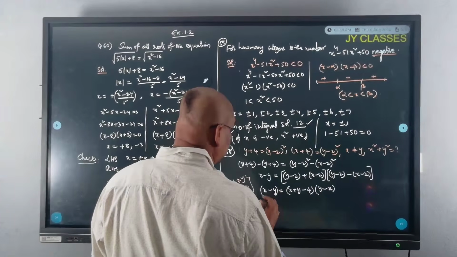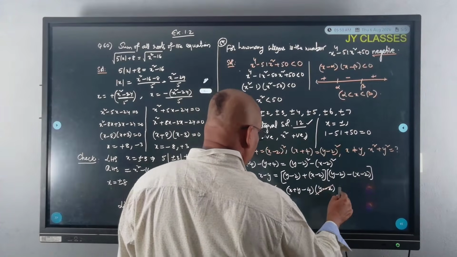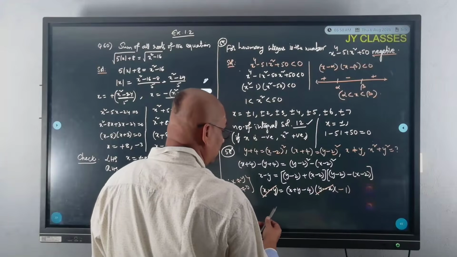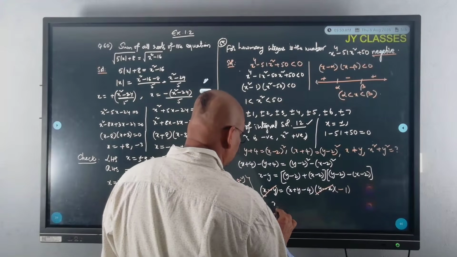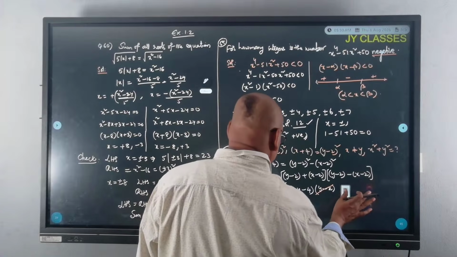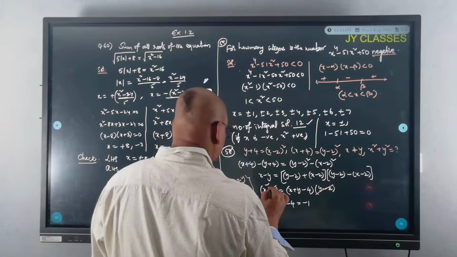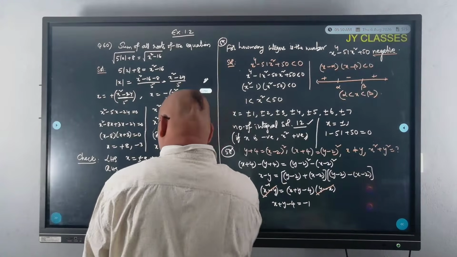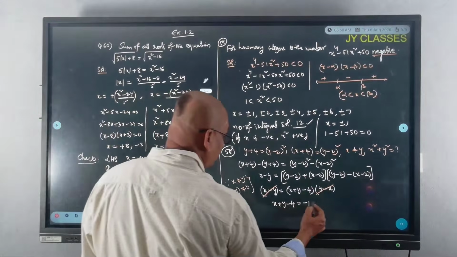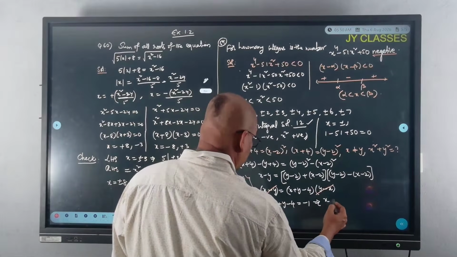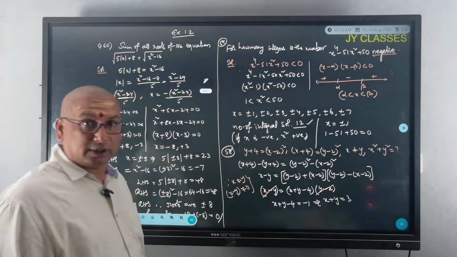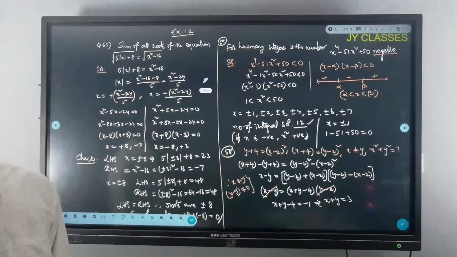So here it is minus 1. Okay. So x plus y minus 4 is equal to minus 1. Otherwise we will take minus 1 here. That implies x plus y is equal to 3. x plus y is equal to 3.